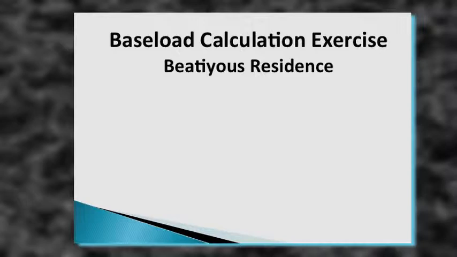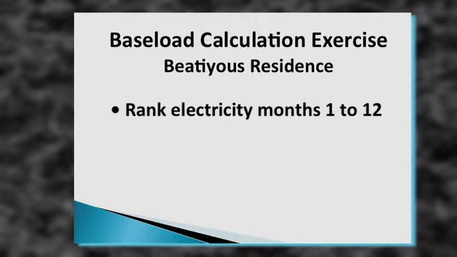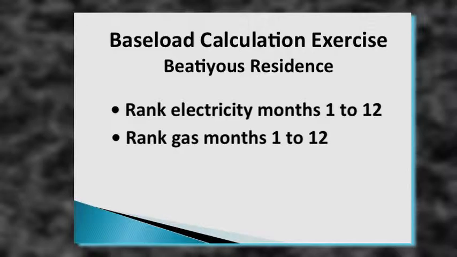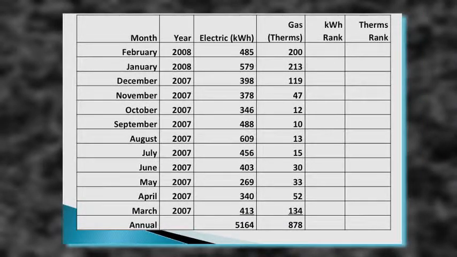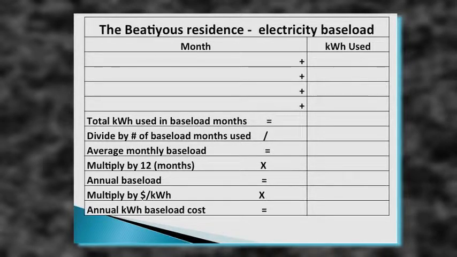I'd like you to first, on page 62, rank all of your electric months, and then I want you to rank all of your gas months, 1 being high, 12 being low. And then once you've done that, I want you to pick the 4 lowest electric months, write in the months and the amounts, calculate the total, find the average, find the yearly usage, and then we're going to multiply by 22 cents a kilowatt hour to calculate our base load for electric.